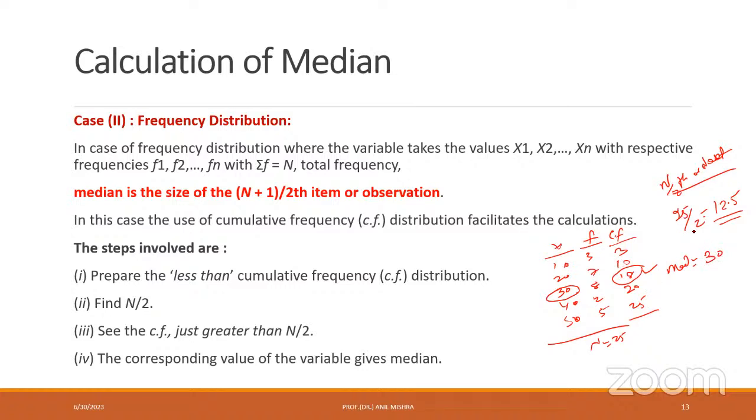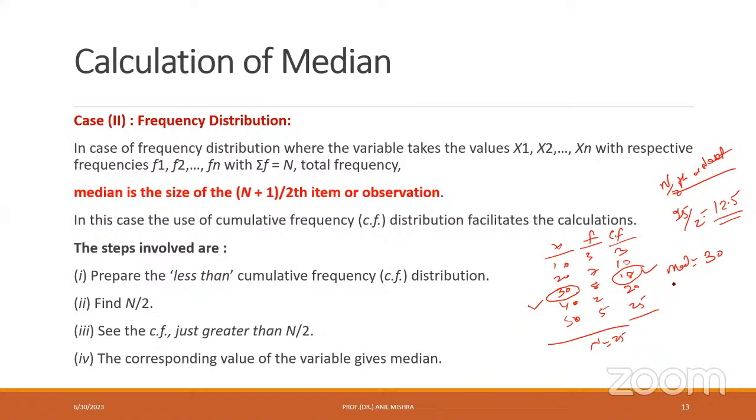Calculate n by 2, and see whether that number is there in the cumulative frequency. If it is there, it's okay. If not, take the next highest number. Here 12.5 is not there, therefore you have to take the next highest number, that is 18. The variable directly beside it is called the median. Okay, got the point?